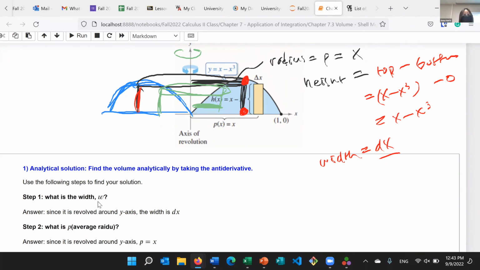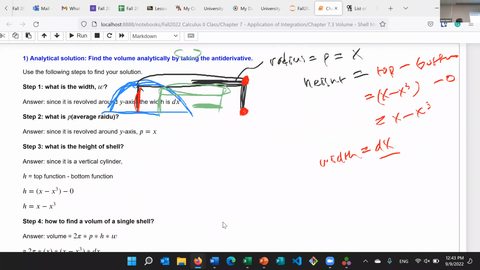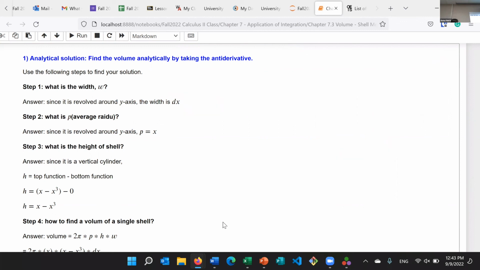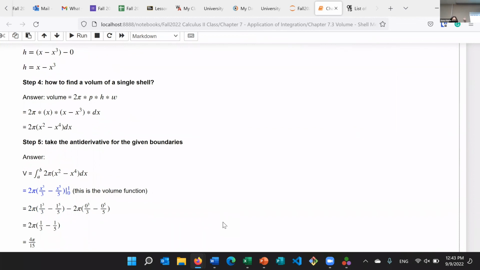Okay, so that's that. Next one, what is the height of a shell? We talked about that already. Top minus bottom, which is what? x minus x to the third. Okay, now, how do you find the volume of a single shell? You put the formula 2 pi times radius times height. We're going to do 2 pi times x, the average radius, and the height would be x minus x to the third. And the width is dx. You simplify this and you get this.